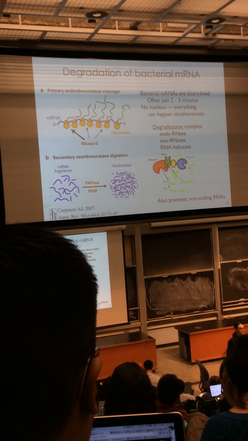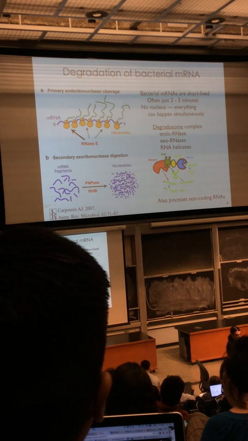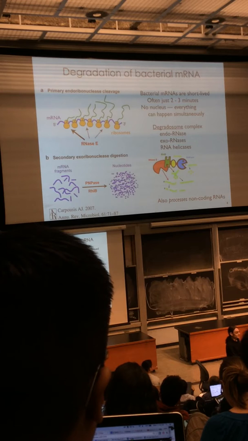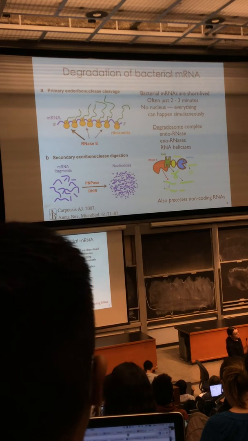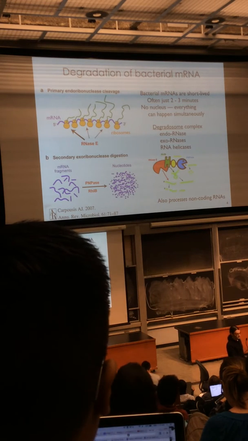Of course, there's no nucleus, and as we'll talk about, that means that transcription and translation can happen simultaneously. It also means that transcription and degradation can happen simultaneously, on the same RNA that translation is happening on. So all of these things can go on at the same time, and typically the RNA is very short-lived and might not finish transcribing before it starts to be degraded.